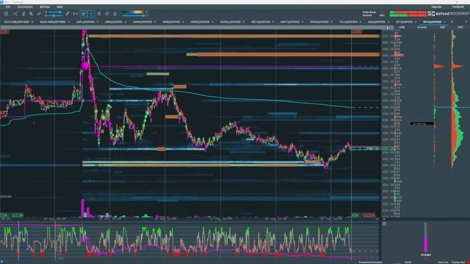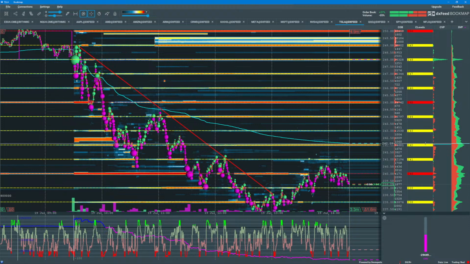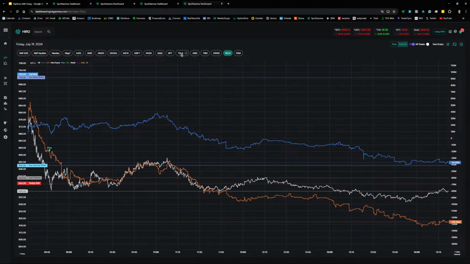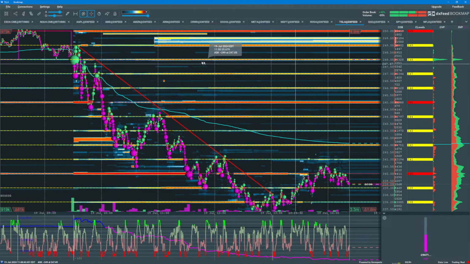All right, let's take a look at Tesla. Very steady downtrend in Tesla. Let's take a look, see what options traders have been doing. Go to Tesla. So traders have been selling calls and buying puts. 250 is the key gamma strike, 247.50 hedge wall. Let's go back to Bookmap. 247.50.